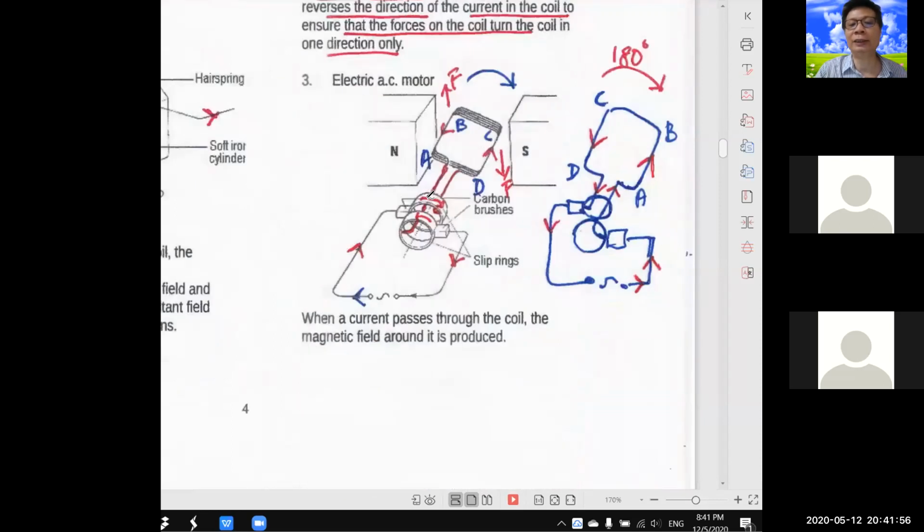Third one is the AC motor. This is also a motor, but the only difference is that it uses AC current. This AC current can also make the coil turn using magnetic force. The force acts in opposite directions, one up, one down. How do we determine the direction of the force? Do you remember we use Fleming's left hand rule, to determine the direction of the force? So this side is going up, this side is going down, so if you spin it now, it will rotate.